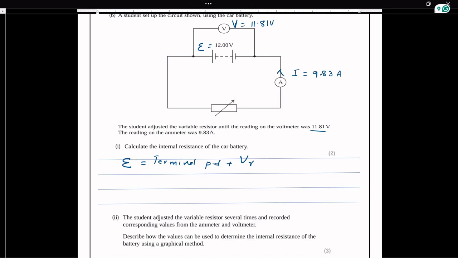The terminal PD we know is 11.8. From this we can calculate the voltage drop across the internal resistor. EMF is 12, terminal PD is 11.81. This is the terminal PD because it is the voltage across the cell when a current is taken, the voltmeter reading.